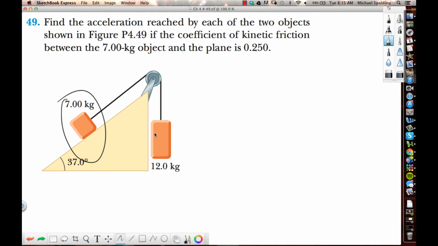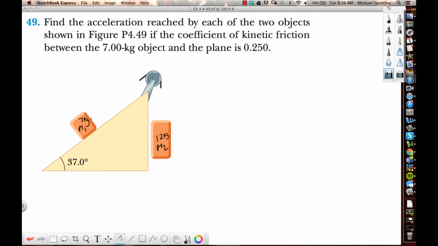So how do we start problems like this? Free body diagram. All right, let's just get this ready. I'm going to do the free body diagrams right here. So this is 12 kilogram. Okay, so let's start with the 12. This guy right here is 12 kilogram, and we'll call him M2. This guy over here is M1, and he's 7 kilograms.